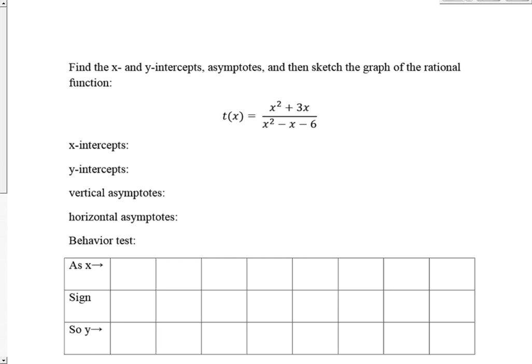Okay, let's look at this. We have x squared plus 3x over x squared minus x minus 6. The first thing we're going to do is factor. So we're going to have x times x plus 3, and the denominator will factor to be x minus 3 and x plus 2.